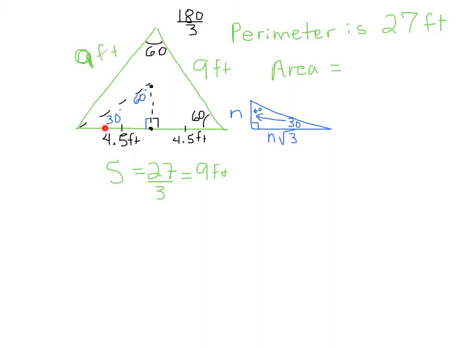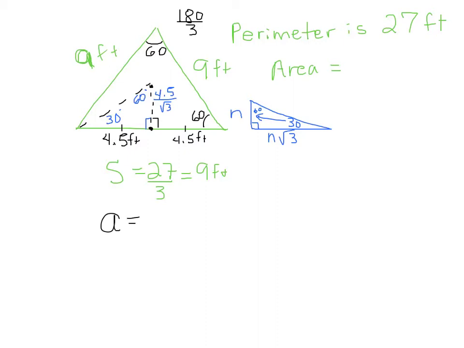And that's what this is. This is the long leg. So if I want to get the short leg, I need to divide the long leg by square root of 3. So I'm going to divide 4.5 by square root of 3, and that would be my apothem. So let me put it on the bottom.